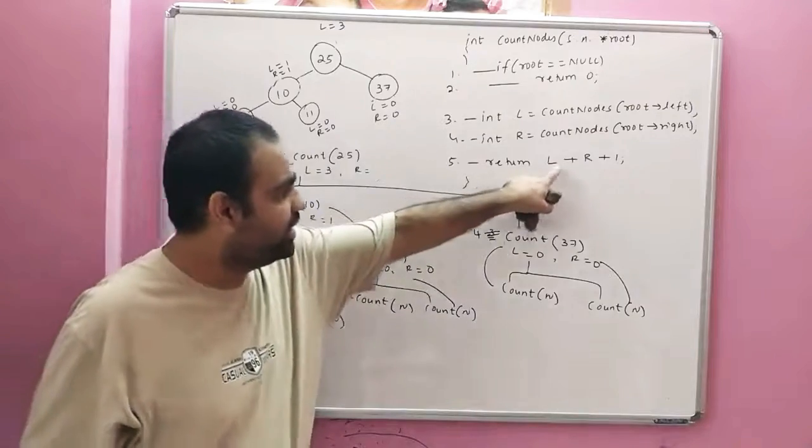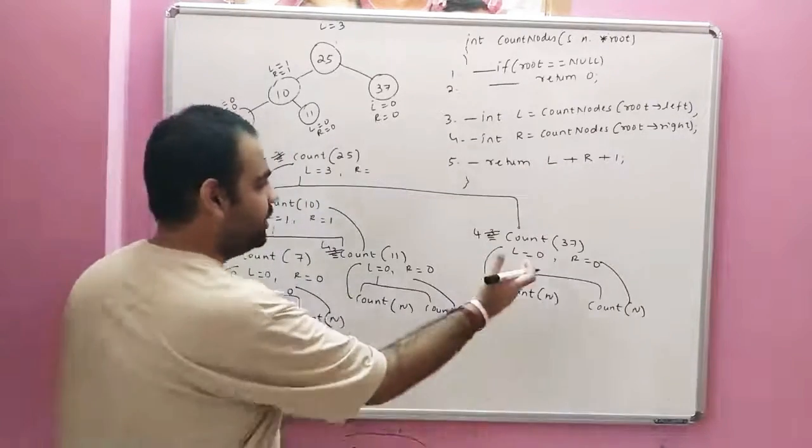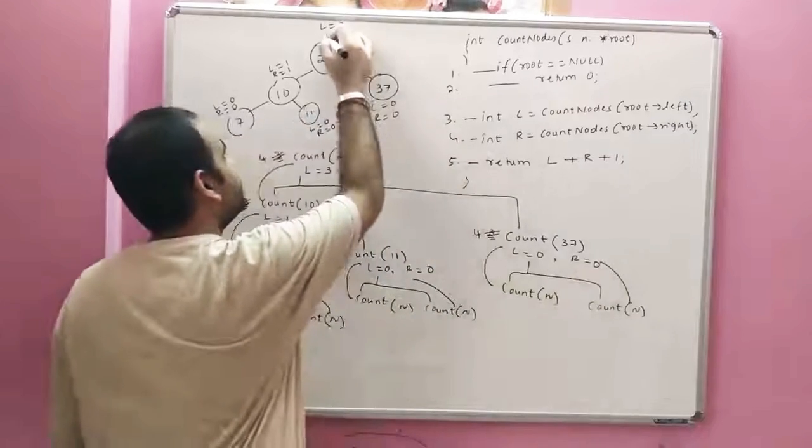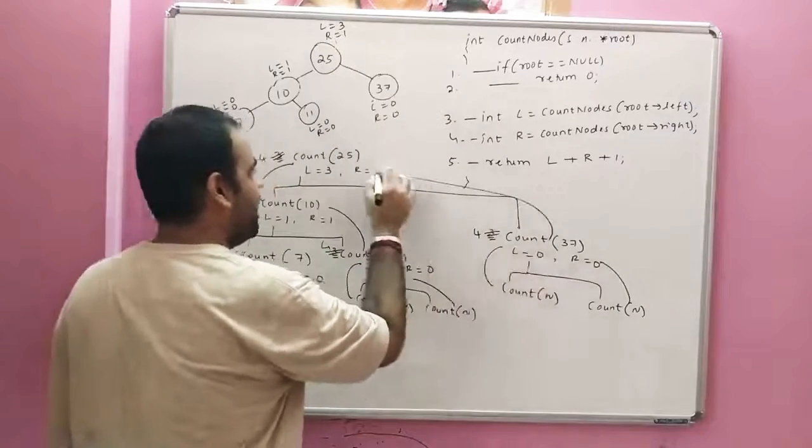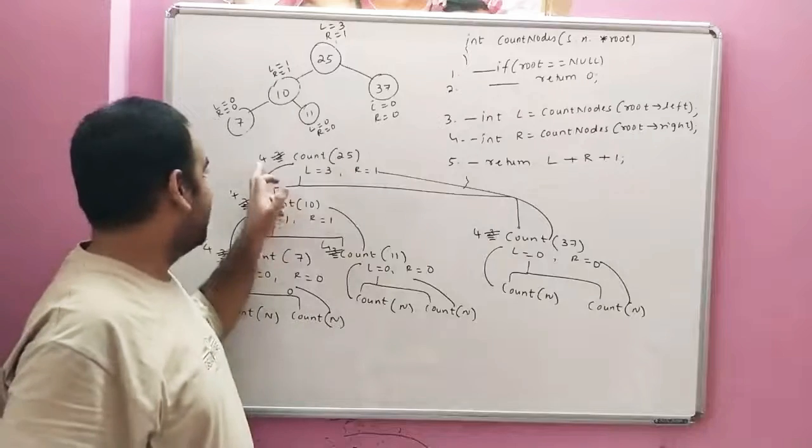Now execute line number 5. Return L plus R plus 1. Return 0 plus 0 plus 1. What is it? 1. Therefore, the value of R here will become 1. Now, line number 4 is done.